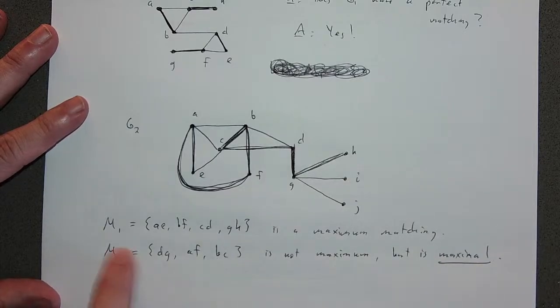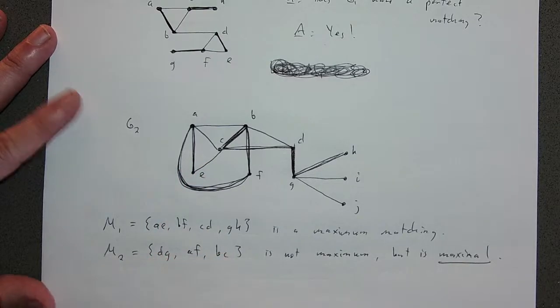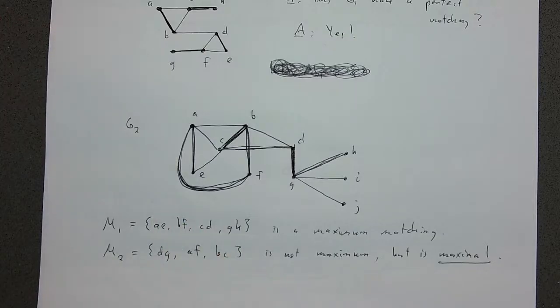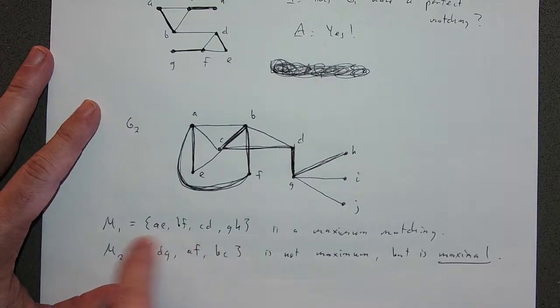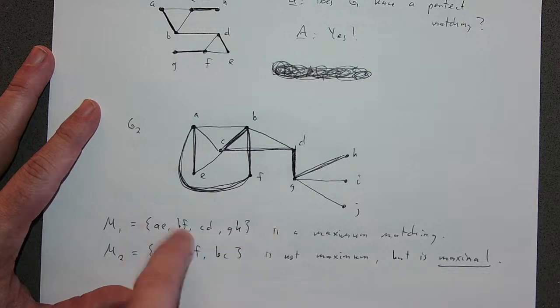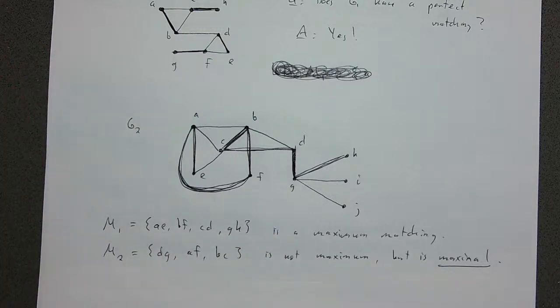This second matching, M sub 2, is a maximal matching in the sense that I can't include a single other edge here in the graph and still have this be a matching. So this is as large as this matching can be, given these 3 choices here. But it's not maximum, clearly, because there's a matching that has a greater cardinality, right?